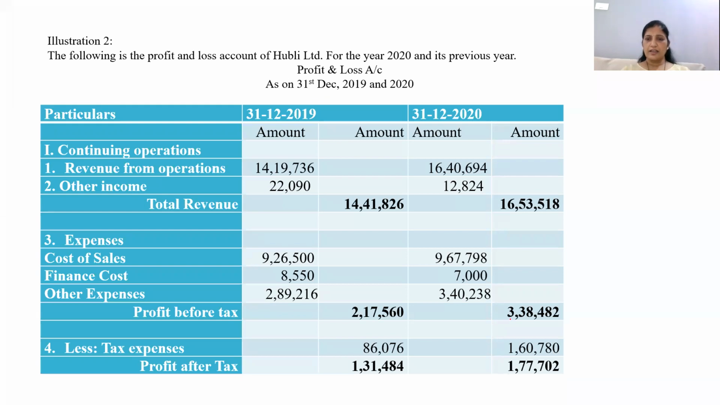2,17,560 and 3,38,482. Less tax expenses 86,076, 1,60,708. So profit after tax is 1,31,484, 1,77,702. In this problem, everything is given to you, including all the calculations. You will have to just go for the next two columns. Take down this problem.